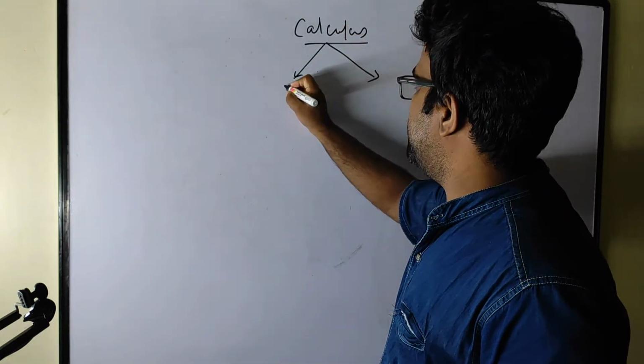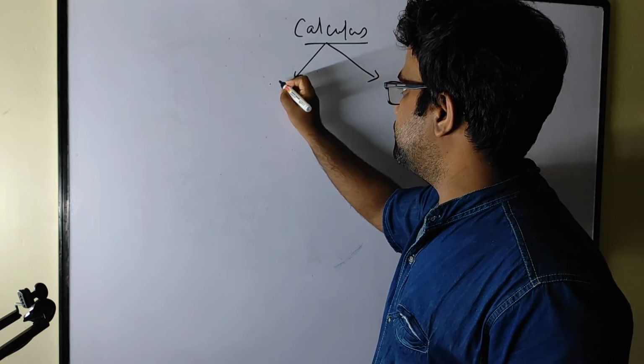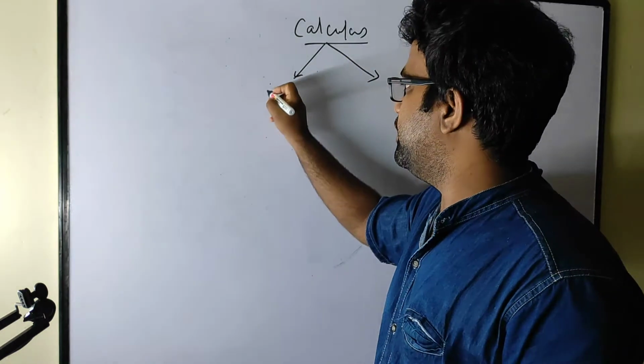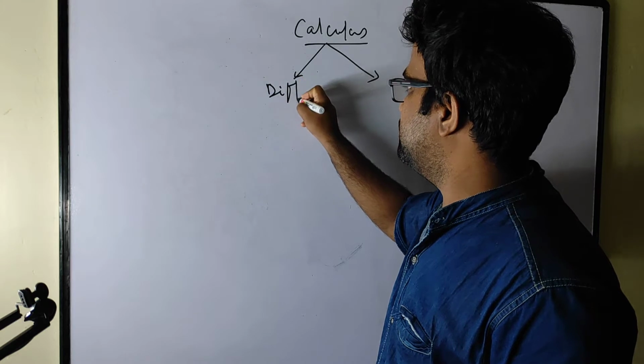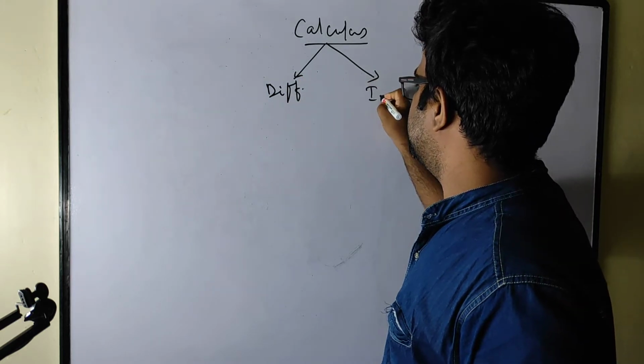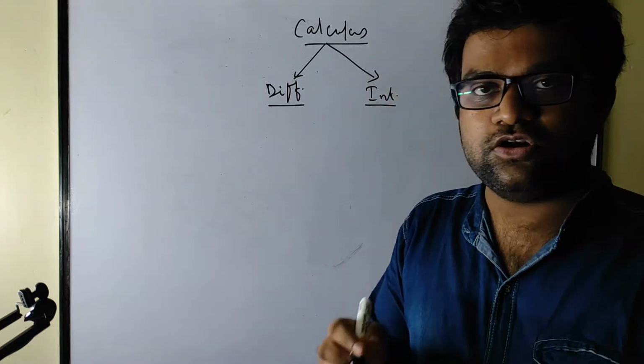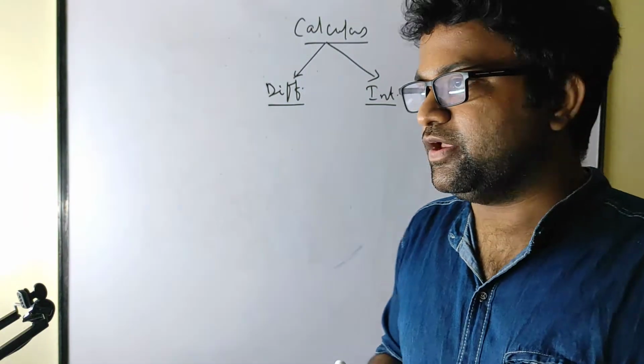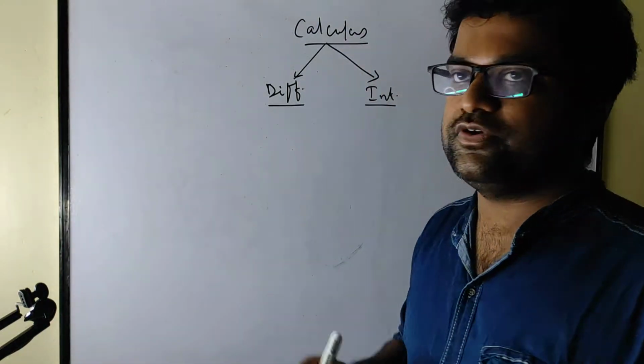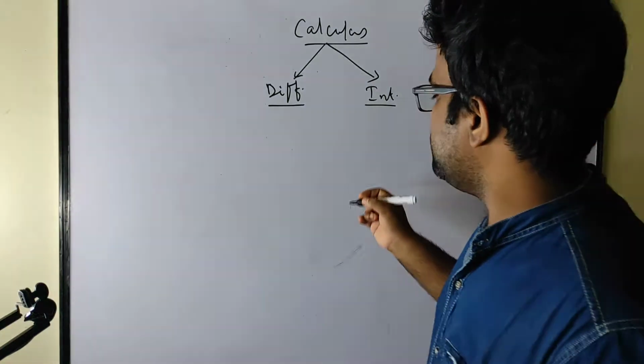Calculus is basically of two categories. One is called differentiation and another one is integration. Integration is also called antiderivative. It's just the opposite, the reverse of differentiation.